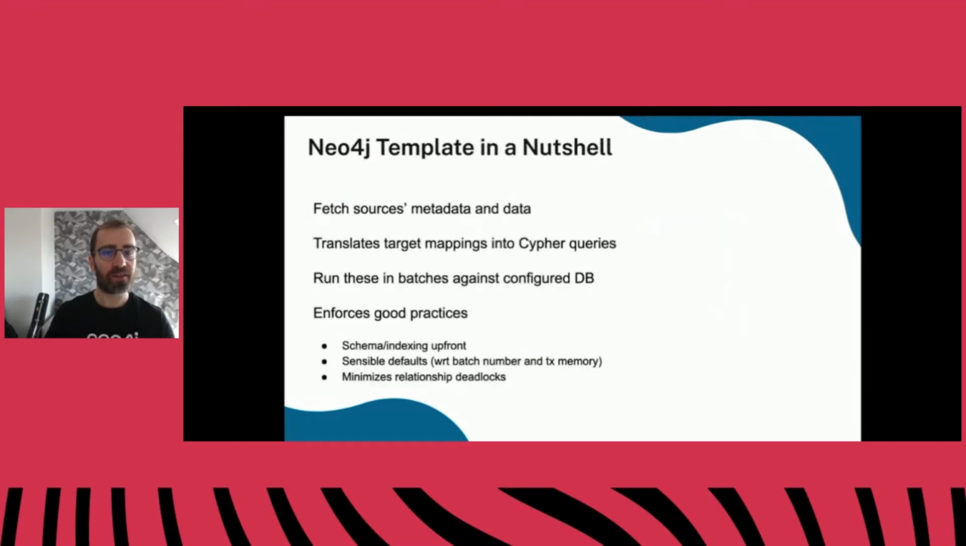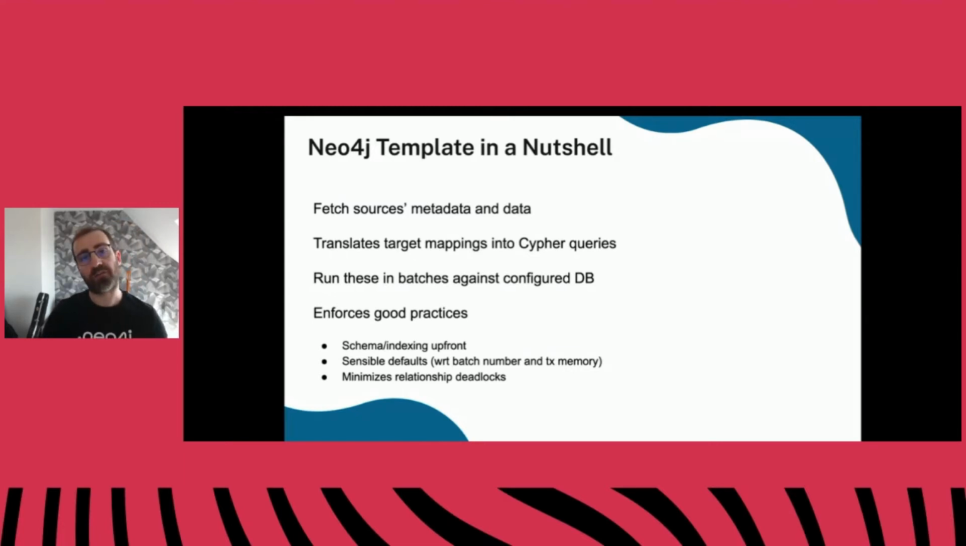And so what does a Neo4j template do in a nutshell? It will parse your sources, fetch the metadata to understand the schema if there is one, and then fetch the data by batches, gradually. It's going to read how you map that data to your Neo4j nodes and relationships, transform that into Cypher queries to run against Neo4j, and then run them gradually, right? And by doing so, we also try our best to follow good practices when you work with Neo4j. So one of them is indexing, right? You want indices defined upfront. That's true for Neo4j. That's true for every database out there.